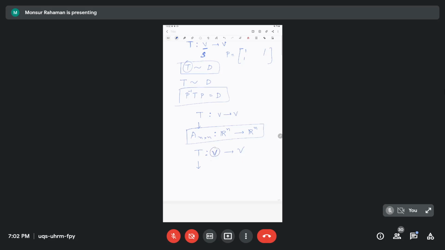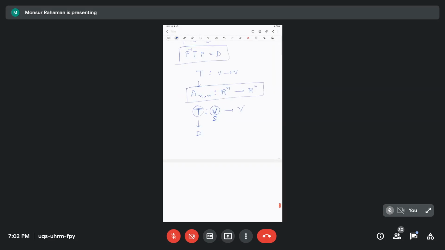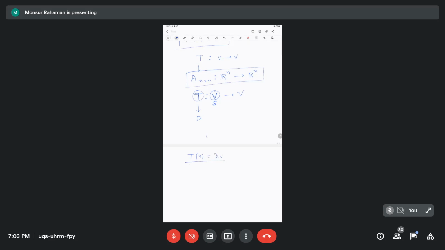So once you can choose a basis S such that it is similar to a diagonal matrix, then T is called diagonalizable. And for eigenvalue and eigenvector, the definition is the same. For T, if you find T(v) equals lambda v for non-zero v, then this v is called an eigenvector and this lambda is called an eigenvalue.